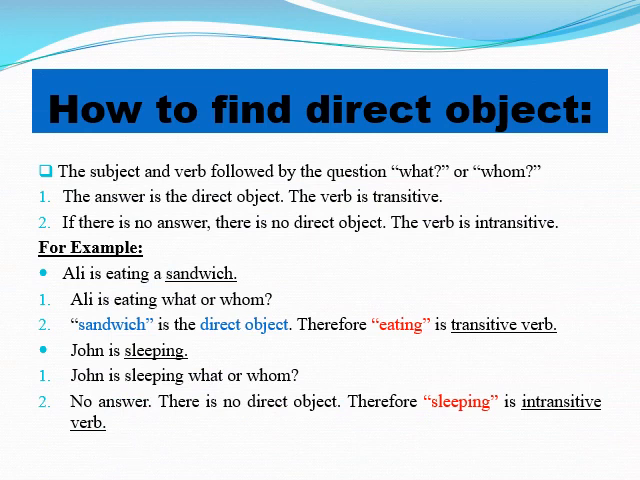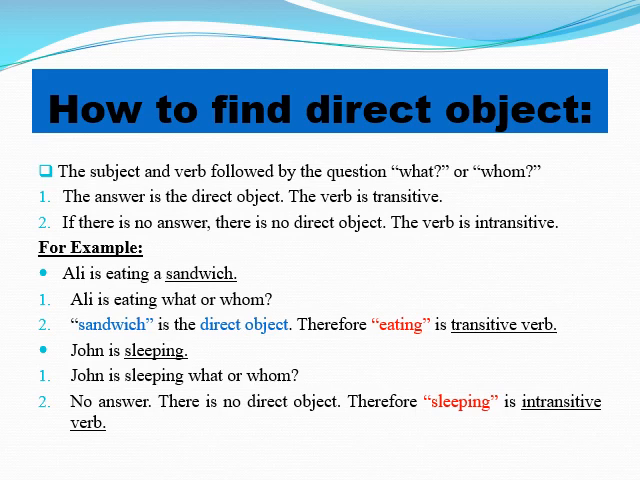Here a question arises: how do we find a direct object in a sentence? There is a tip that is helpful in identifying a direct object in a sentence, and the tip is to follow the subject and verb in a sentence with the question what or whom. There are two possibilities. If there is an answer, the answer is the direct object, and in this case the verb is transitive. But if there is no answer, there is no direct object. In this case, the verb is intransitive.